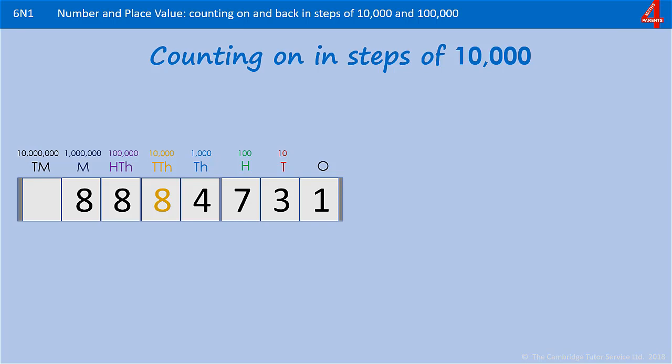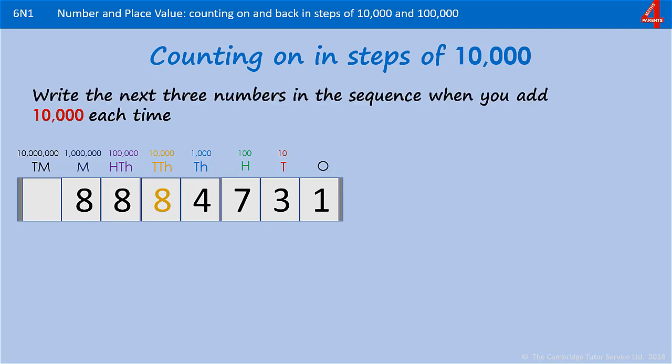In Year 6, pupils are expected to work with numbers up to 10 million. We're going to look in particular here at adding 10,000 and 100,000 and understanding what's actually happening to the digits in a number. We're starting with the number 8,884,731, and we've been asked to write the next three numbers in the sequence when we add 10,000 each time.